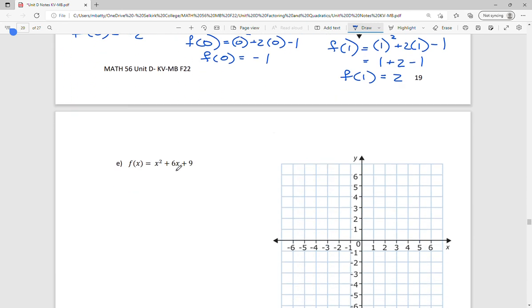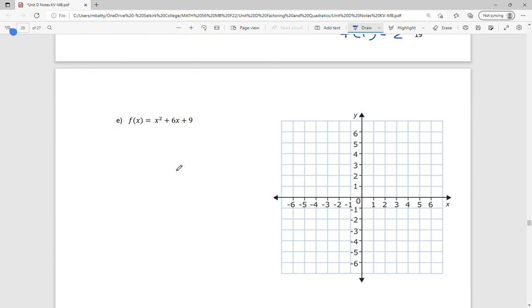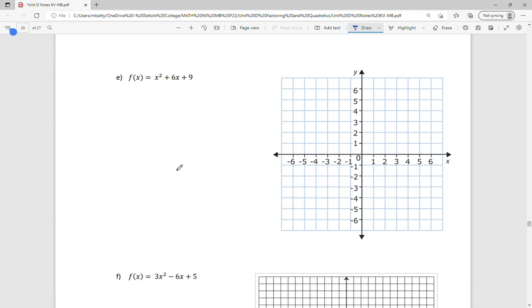2 more to do. If you want to challenge yourself, give them a try. And then fast forward the video to see if they look the same, or use the answer key if that's what you'd rather. This one's going to be an upward shaping parabola. I think I forgot to do that on the last one.